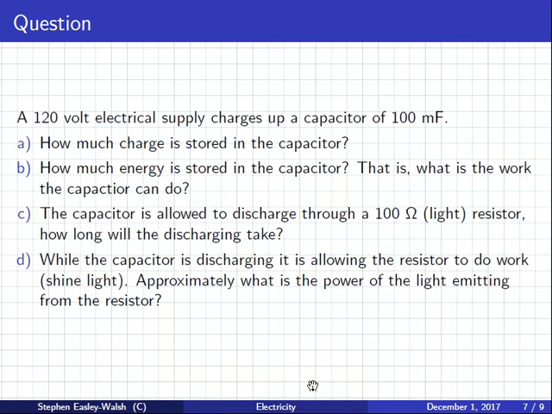Right. Now a capacitor example. A 120 volt supply charges a 100 millifarad capacitor. How much charge is stored in the capacitor? Alright, I want you to calculate that before I type it in. What's the charge here? So what formula could we use?